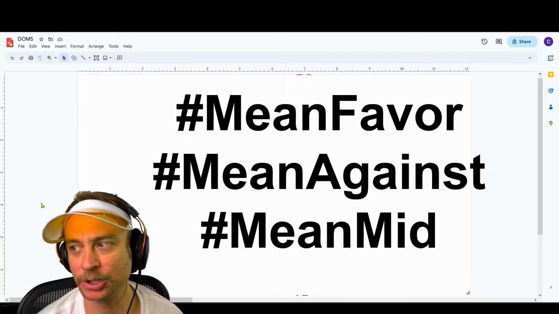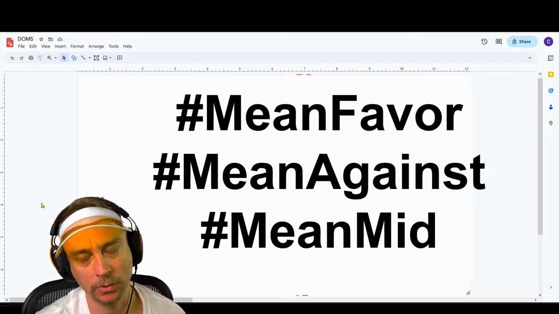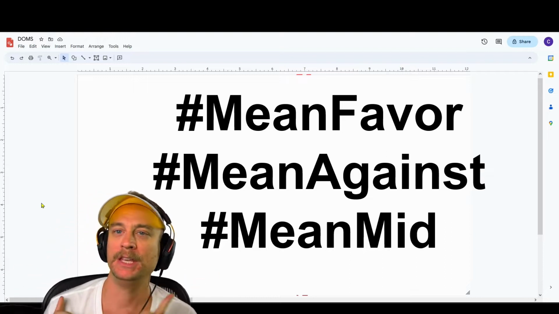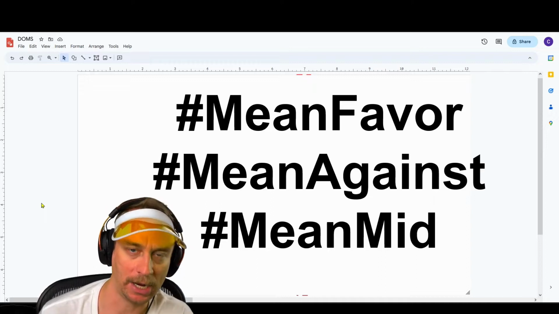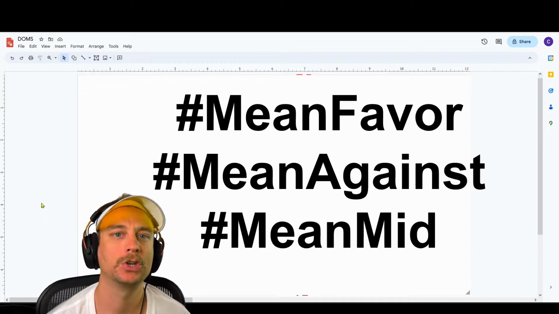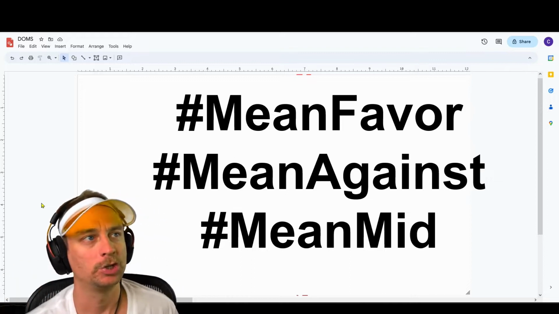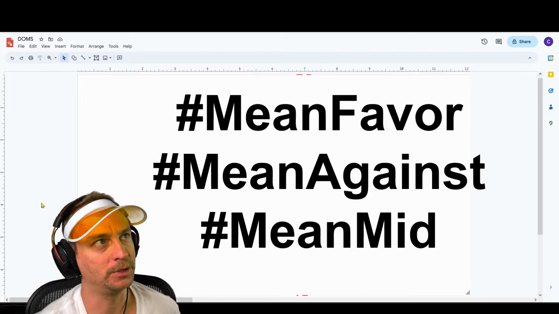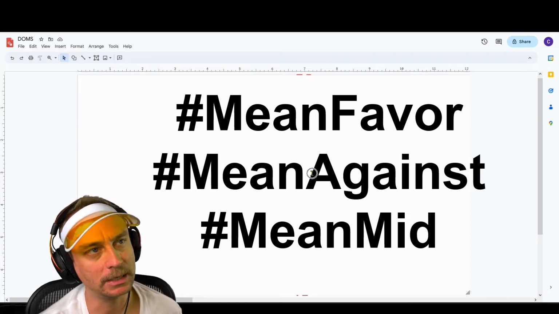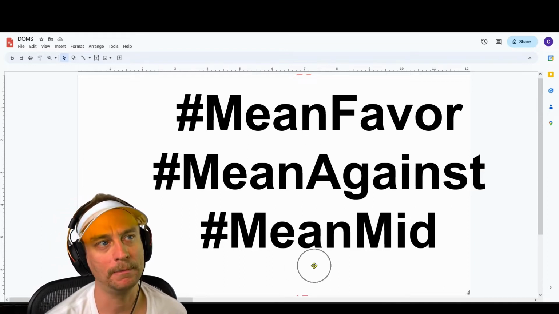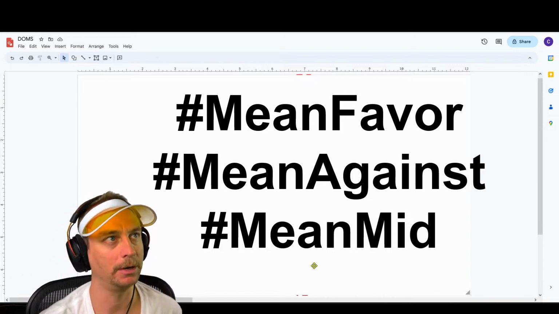So when I've measured the statistics on means, I had 2 tags, and these are tag ideas you can use for your own trading. So I had 2 tags. I actually have 3 tags, so we'll talk about them. These are tags. So when I talk about tagging trades, and for those of you that aren't aware, it's always a good idea to tag your trades. And these are tag ideas you can use. So I originally started off with 2 tags, the mean favor and the mean against tags. Now I have a mean mid tag, which I'll talk about here in a moment.